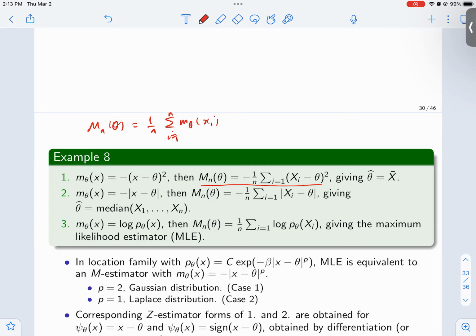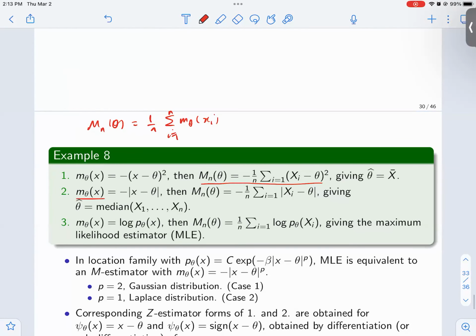The maximizer is the minimizer of the negative of this, and it's easy to see that the theta that maximizes it is the sample mean. So the sample mean is actually an estimate for a particular choice. If I take m_theta to be the negative absolute value of the deviation, the objective function would be that, and the solution would be a median, which might not be unique, but the sample median would be a solution. So the sample median, you can think of it as an M-estimate.